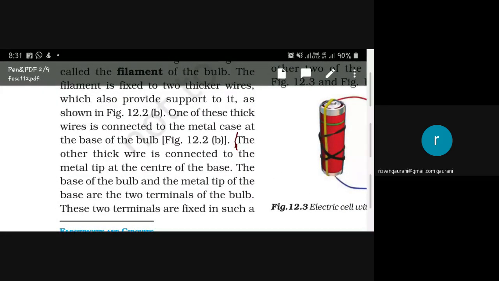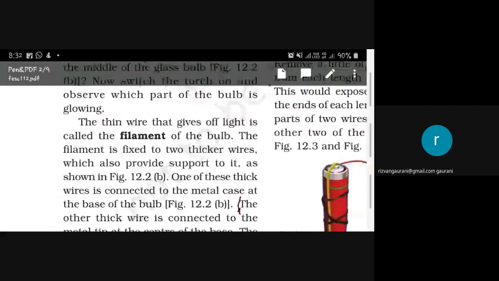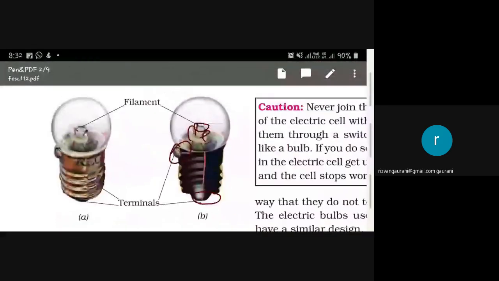The other thick wire is connected to the metal tip at the center of the base. This supporting thick wire is connected at the base here. Look, it is shown here. This pink line is showing it, right? So this pink line is a thick wire connected at the center of the base here.